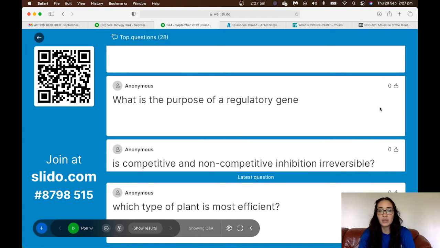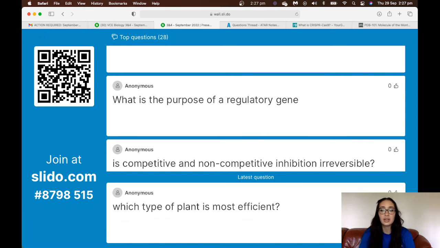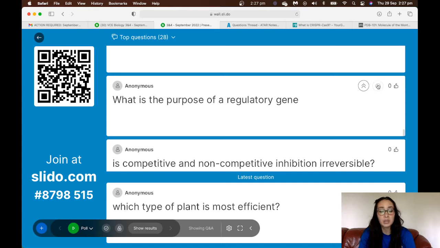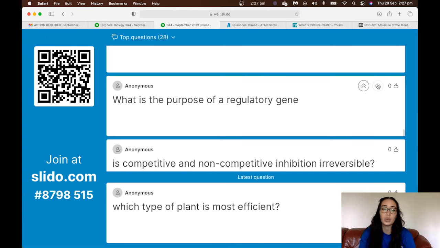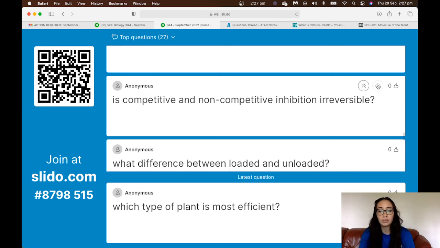Regulatory genes encode for molecules which can either enhance transcription or repress it, stuff like that. So they're not structural, they don't make the end product protein like tryptophan, but they make proteins which will interfere with the transcription.